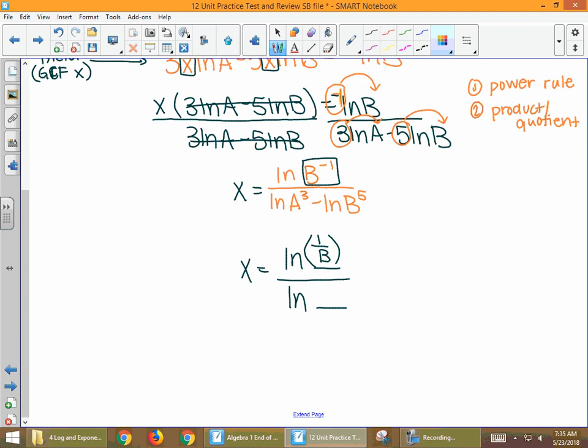And then I can use quotient rule here. Minus is going to turn into a division problem. So this is going to be a cubed over b to the 5th. And that is our final answer.